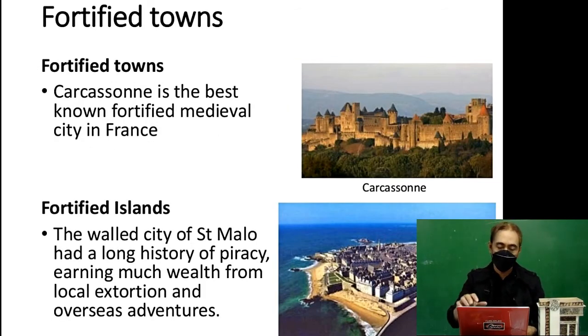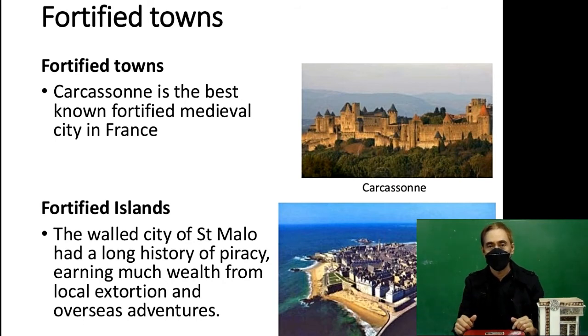Fortified towns. Carcassonne is a well-known fortified medieval city in France. Fortified island: the walled city of Saint Malo had a long history of piracy, earning much wealth from local extortion and overseas adventures.